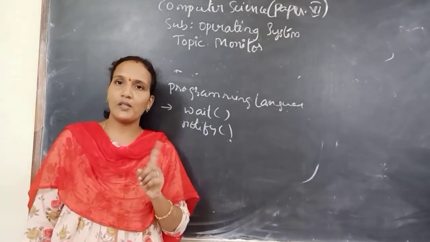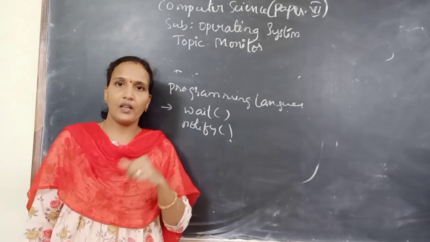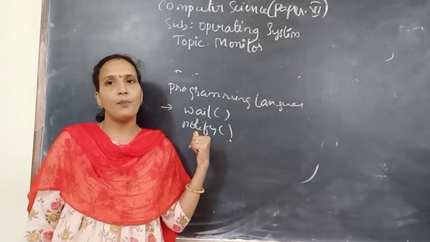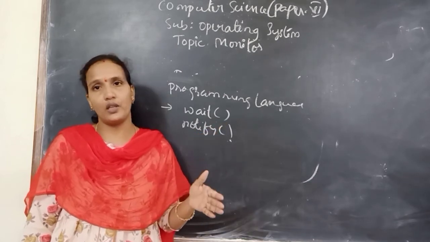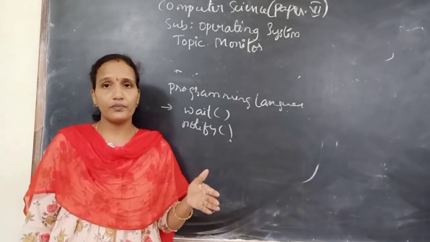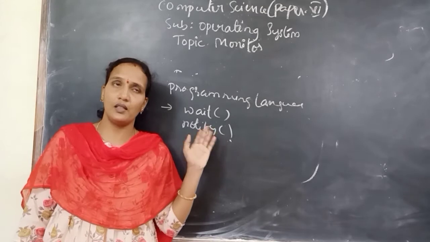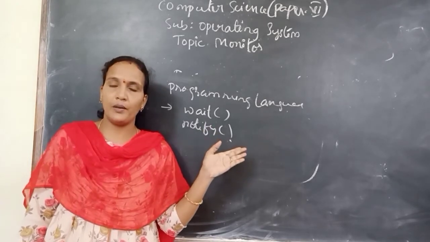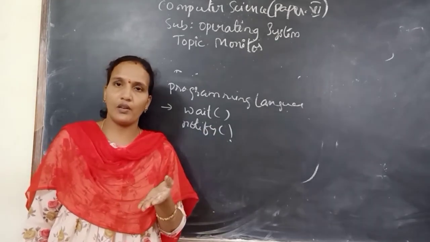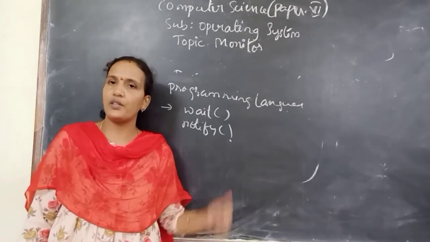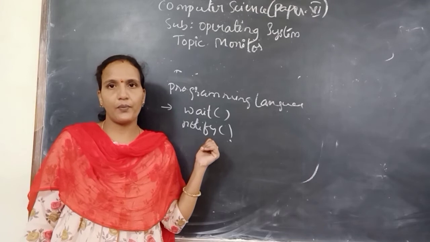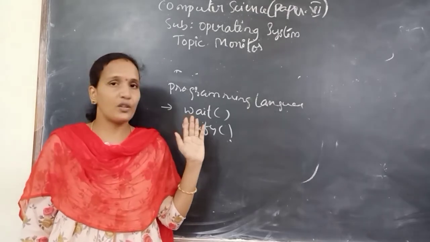Okay, so whatever processes are there outside the monitor, they can access only the procedures of that monitor. Okay, but they cannot access the shared resources and the local variables. Clear all of you? And you can implement this monitor concept in the dining philosophers problem. You can include producer and consumer. You can include these monitors in different solutions. Okay, this is about monitors.